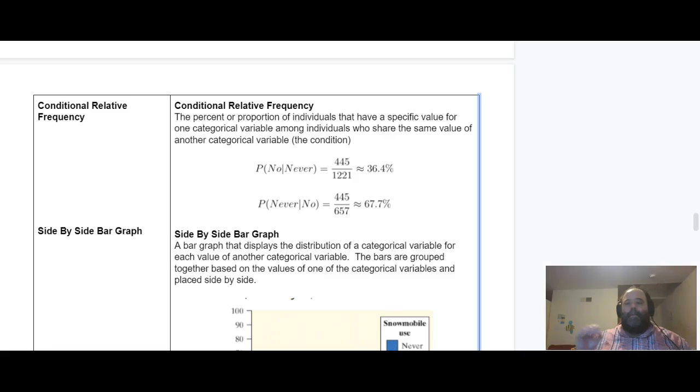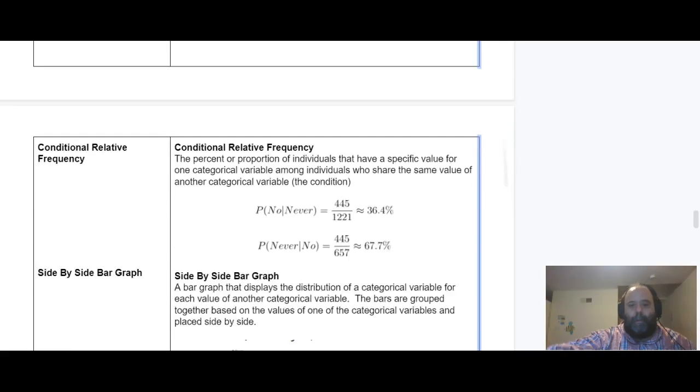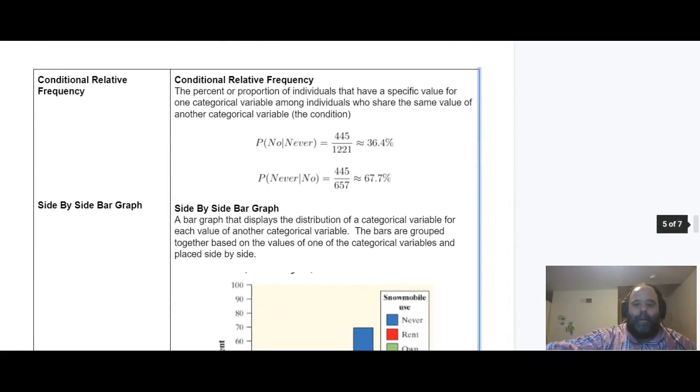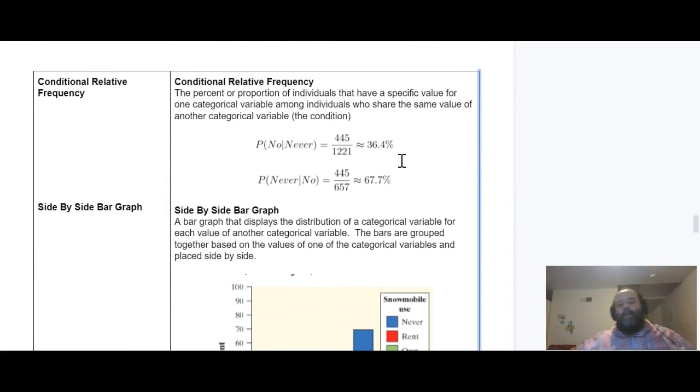Okay, so given somebody who has never ridden a snowmobile, what is the probability that they are not in the environmental group? So the population is now the nevers, and the no is the portion of the population. So the no nevers are, there's 445 no nevers out of how many nevers? 1221. So that's 445 out of 1221, which is approximately 36.4%. Okay, so this is different from the number of nevers out of the no's, right? So this is never given no.